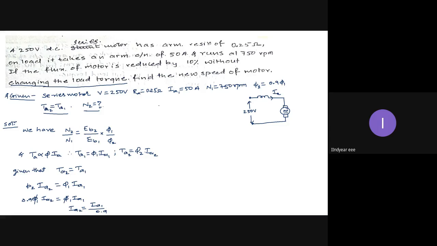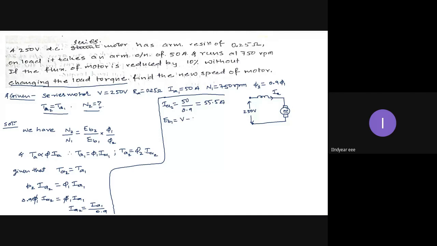Therefore, IA2 is equal to 50 divided by 0.9. So how much will we get? 55.56, 55.5 amperes. So this is my new load current. So when load current changes, back EMF should change. Okay, so I can calculate now EB1.